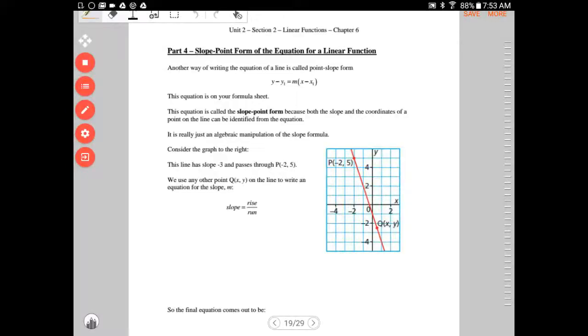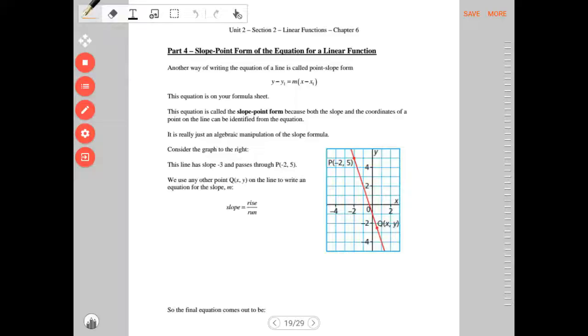Hi everyone, part 4, slope point form for the equation of a linear function. Another way of writing the equation of a line is called point slope form. The formula for that is on your formula sheet. It is y minus y1 equals m bracket x minus x1. Again, this equation is on your formula sheet, so you don't have to memorize it.